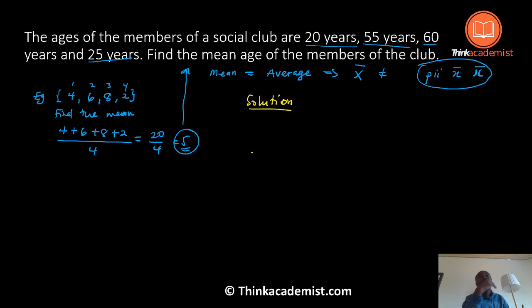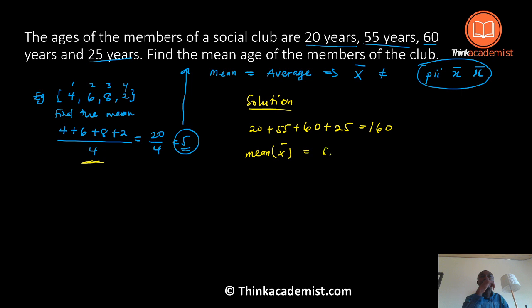In order to solve this, we're going to use the same method we used for this particular one. So it means 20 plus 55 plus 60 plus 25 should be summed up, and that should give us 160 degrees. So now we'll come here and write our formula for finding the mean. We don't really need to write the formula, we can go straight for it.